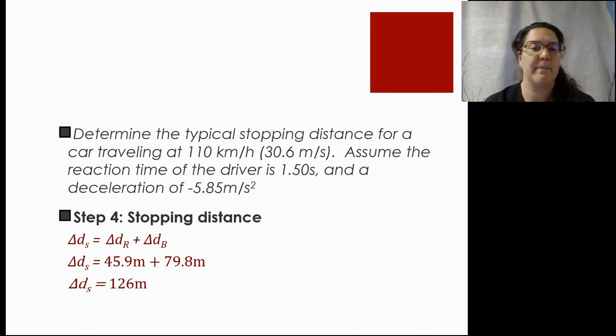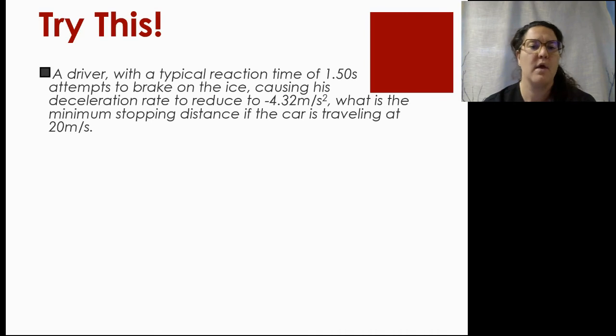Now to determine the stopping distance, we have to add those two distances together. Our reaction distance of 45.9 meters added to our braking distance of 79.8 meters, and we get our total stopping distance of 126 meters. So that is how long it takes to stop when you see an obstacle at 110 kilometers an hour with the average reaction time of 1.5 seconds. Okay, one more example.